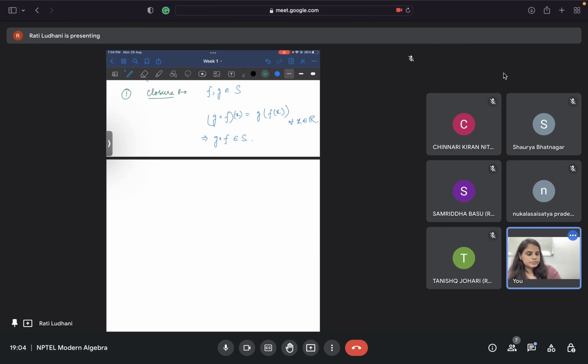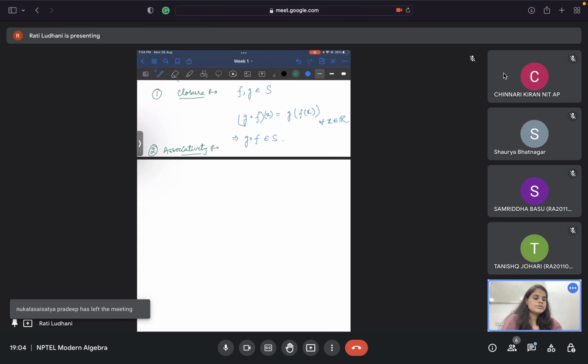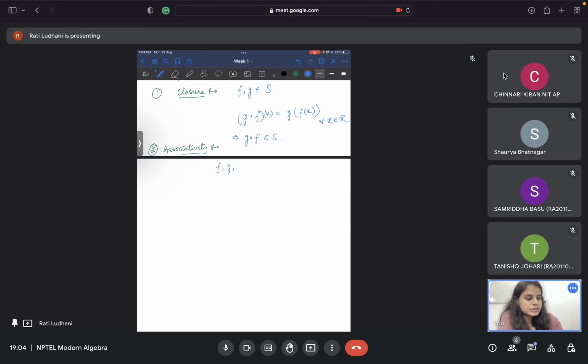Second property, associativity. Yes, associativity. So for associativity, what can you do? Let's take three elements of S. That means you have F, G, H belonging to S. What you need to show is that F of G of H is equal to H of G of F. I'm writing it in this form because we are composing F, G, and H. So this should be equal.